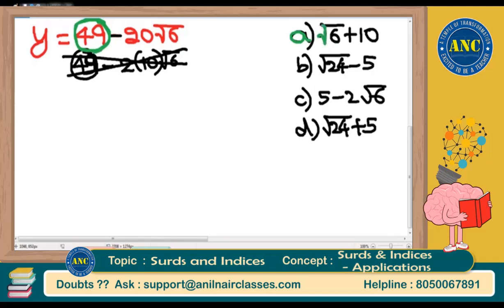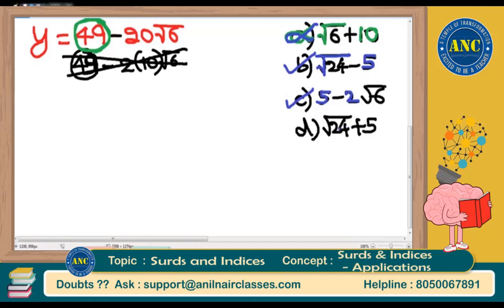First option is root 6 whole square plus 10 square. It is not 49, so directly eliminate. You don't even need to check the 2ab term. If the constant itself is not coming, don't even check the 2ab term. Second option is root 24 whole square, which is 24, plus 5 square, which is 25. 24 plus 25 is 49. This may be the correct answer. Third option is 5 square, which is 25, and 2 root 6 whole square, 4 into 6, which is 24. 25 plus 24 is 49. This also may be the correct answer.